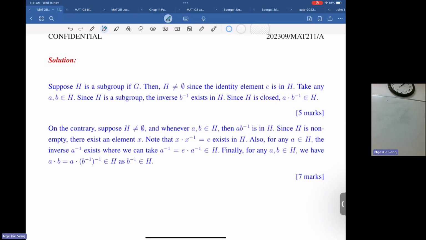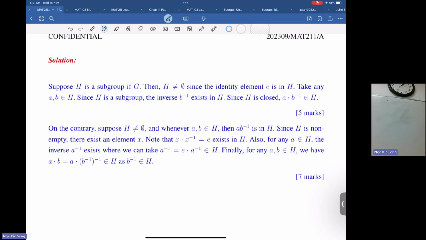The identity element must be in there. So you must at least have the identity. This is exactly the trivial subgroup that Shulin said before. The least you have is the trivial subgroup, so you must have the identity in there. So it's not empty. Then take any A, B in H.